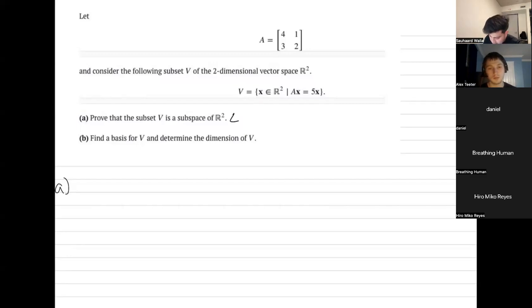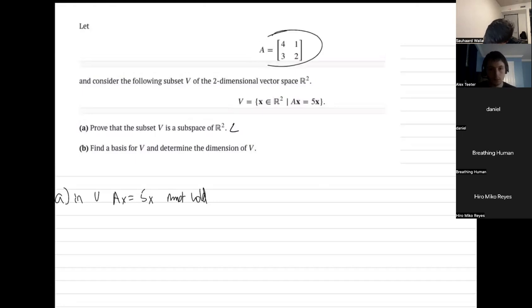Okay, anyways, everyone got a chance to read that question? So in V, Ax equals 5x must hold. In this question, do we assume that the subset is truly a subset? Prove that the subset V is a subset. It won't change your answer. So we have A equal to this, and we need to consider the set V like this. And we want to show that V is a subspace of R2.